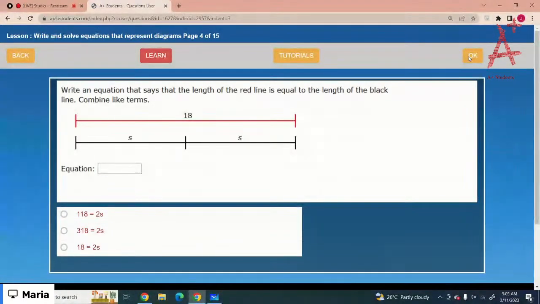Write an equation that says the length of the red line is equal to the length of the black line, combine the like terms. So which is the correct option? The length of the red line is 18 and the black line is divided into two segments and their length is s. So it would be 18 equals s plus s. So s plus s is 2s. So it is 18 equals 2s. Got it? So the correct option is 18 equals 2s. Option number 3 is the correct option. Just select the correct option and click on the OK button.